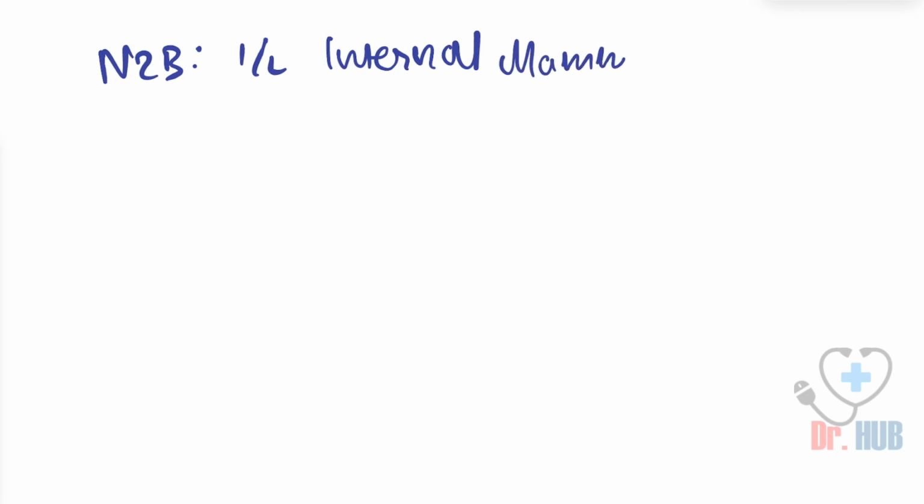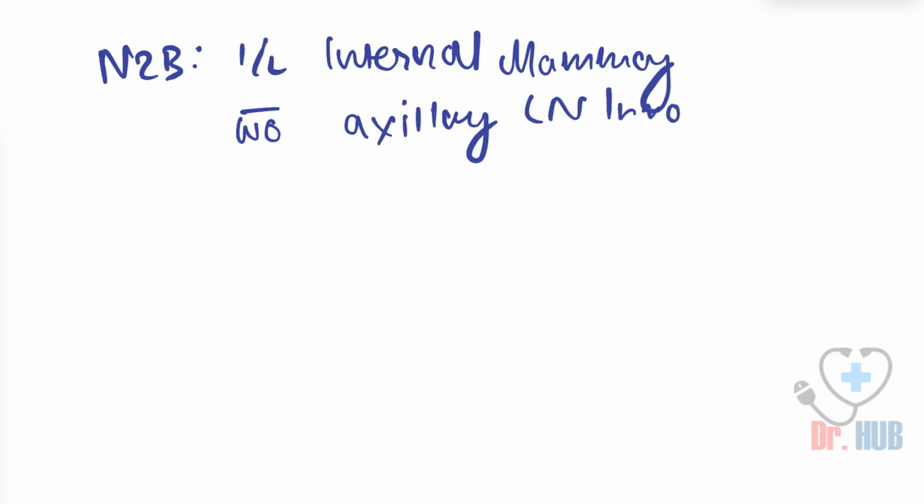Next we look at N2B. So what is N2B? N2B is an ipsilateral internal mammary lymph node, without axillary lymph node involvement.